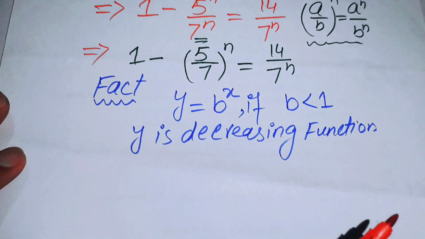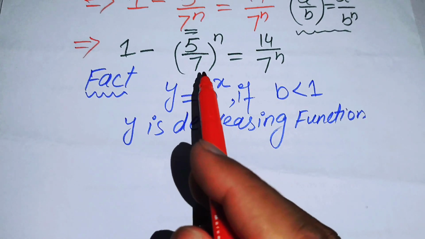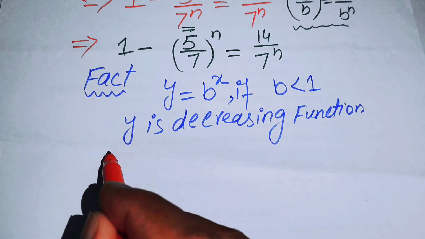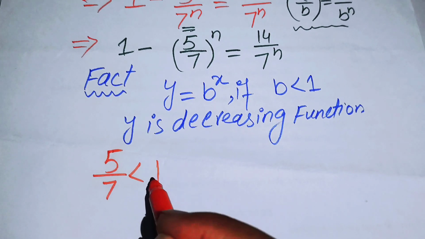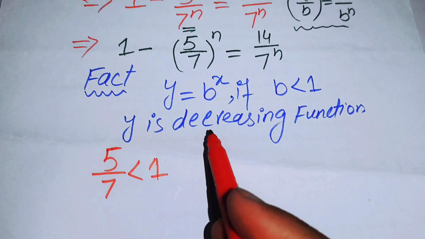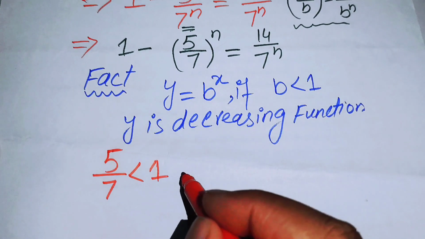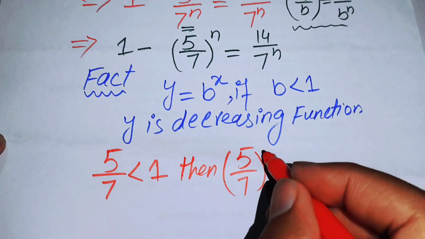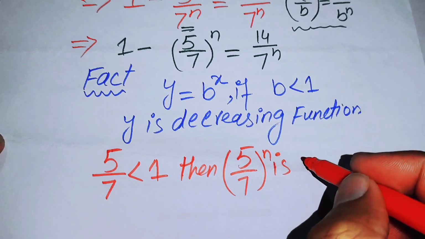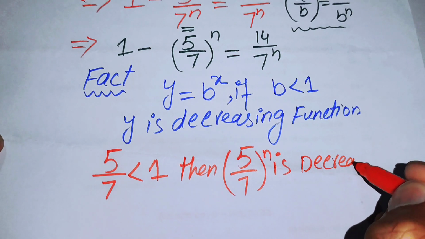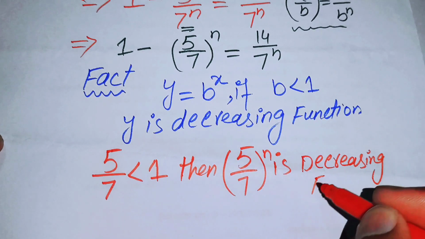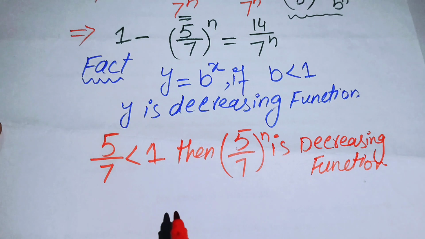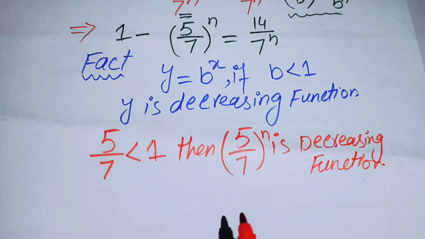Now we can focus on the left hand side, and here we have 5 over 7 to the power of n, and you will see clearly we can write that 5 over 7 is less than 1. So according to this fact, if 5 over 7 is less than 1, then 5 over 7 to the power of n must be a decreasing function.